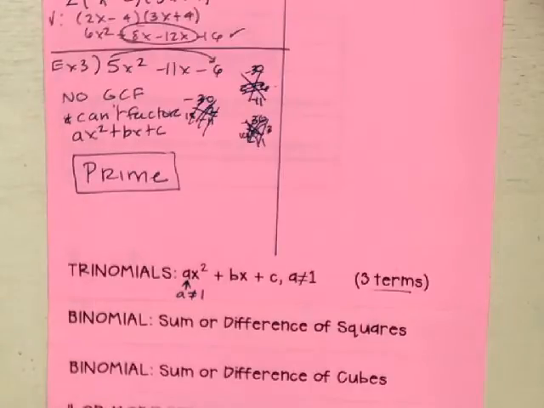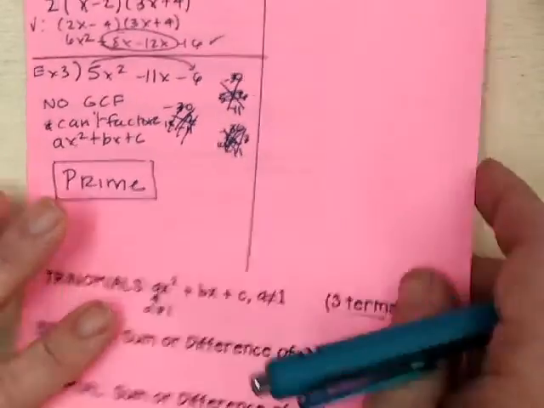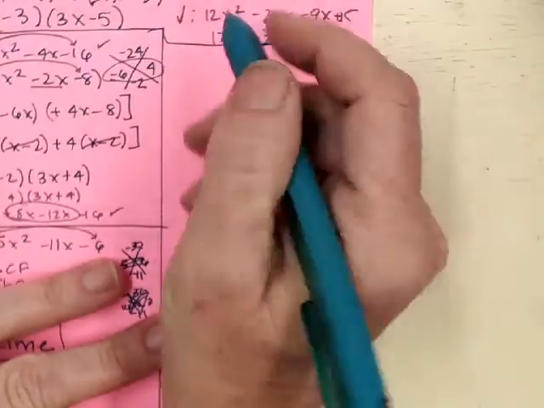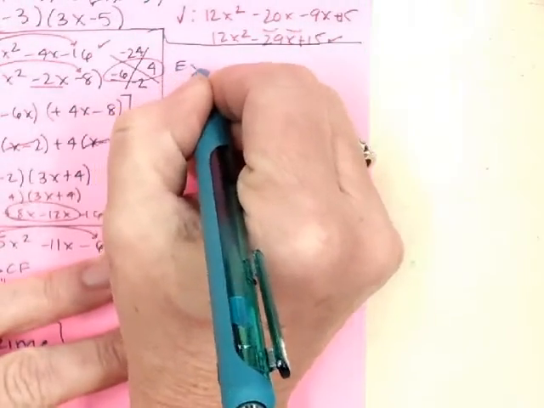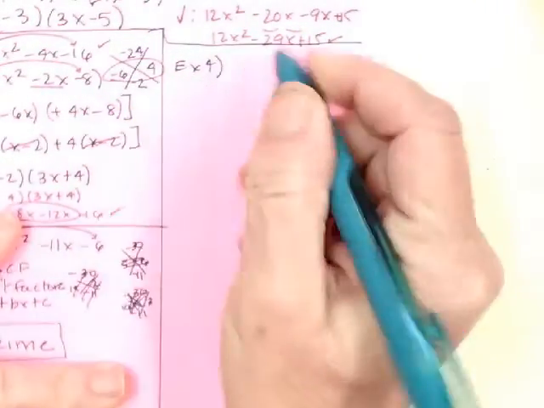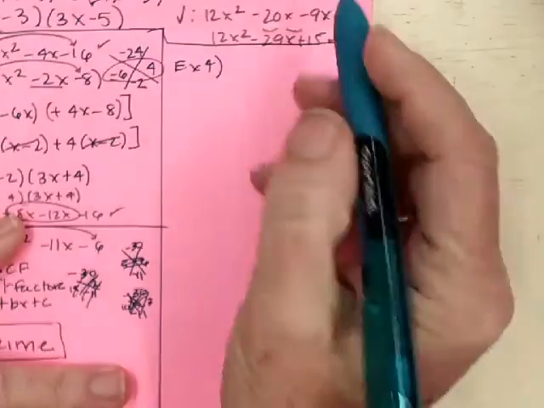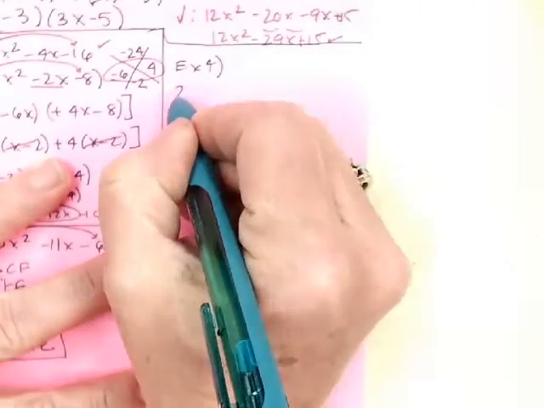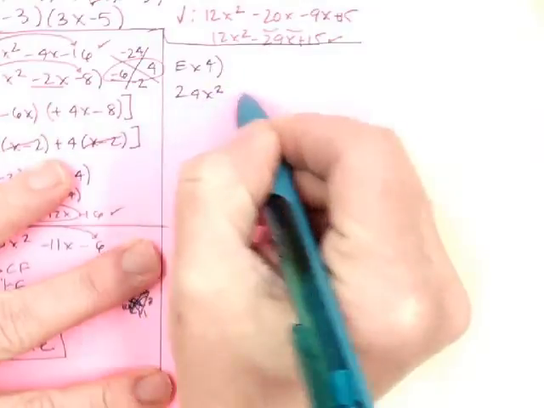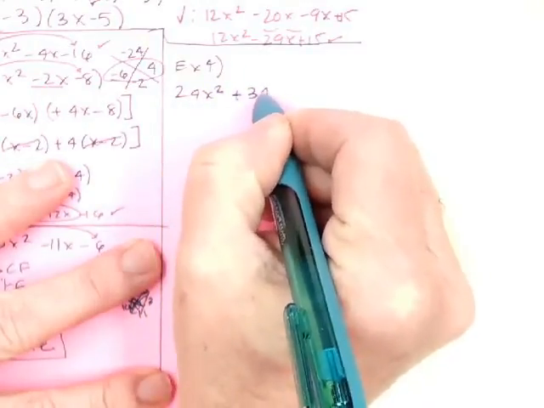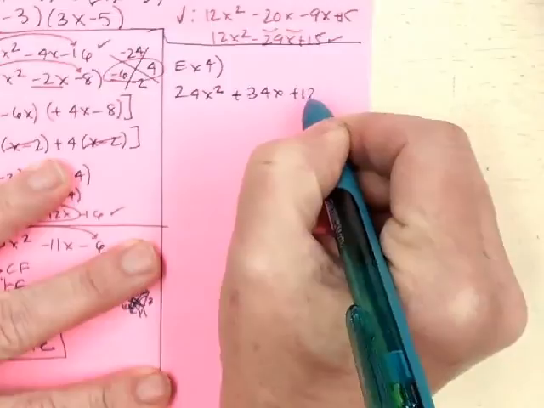Let's go to the next one. Ooh, we're already at 15 minutes because I'm talking slow. Sorry. So, next one. This is number 4. I have 24x squared plus 34x plus 12.